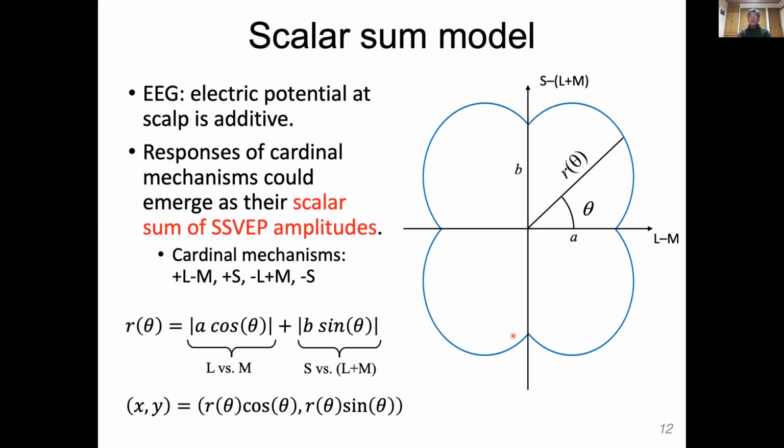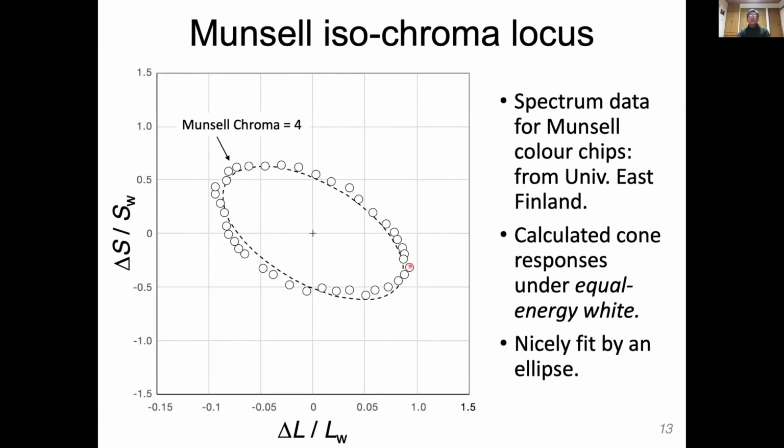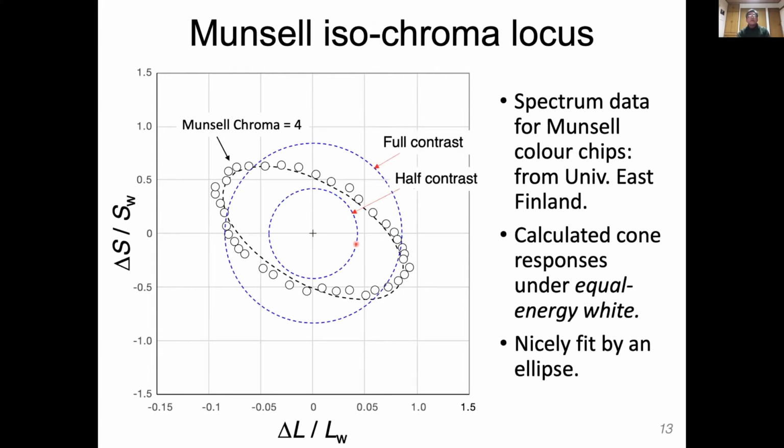And another model we introduced was a Munsell isochromal locus, which is based on this Munsell isochroma contour calculated from spectral data of Munsell color chips provided by the University of Eastern Finland, and which shows a nice fit by a symmetric shape. It's actually an ellipse centered at 0, 0 here. And our stimulus profile was like this. So the full contrast condition, the extent of stimulation was like this, and half contrast was like this.